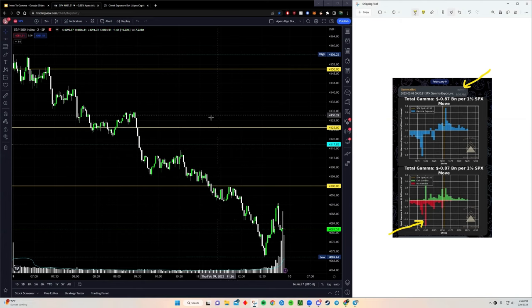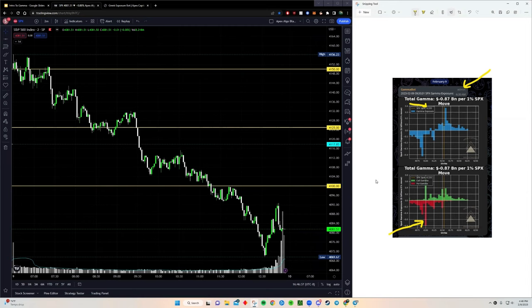So as you can tell, we opened right here. The SPX spot is at 4155. And we noticed that right here, there's a big wall at 4,100. So I'm going to mark the 4,100 level on the chart and use that as my price target.